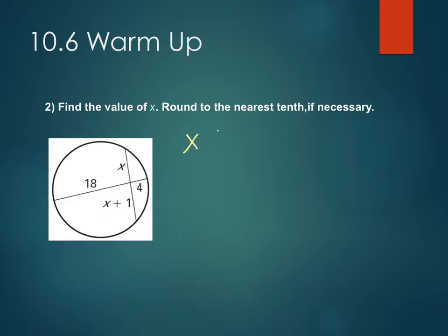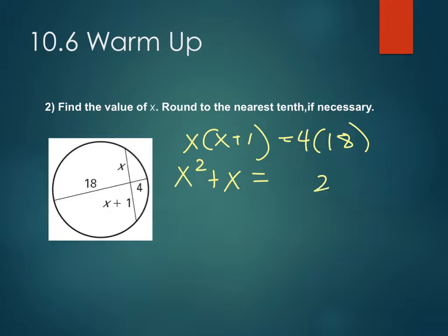Okay, two chords again. This time I would get x times x plus 1 equals 4 times 18. So x squared plus x equals 72. As soon as you get there, you know you're going to factor, right? x squared plus x, subtract the 72.